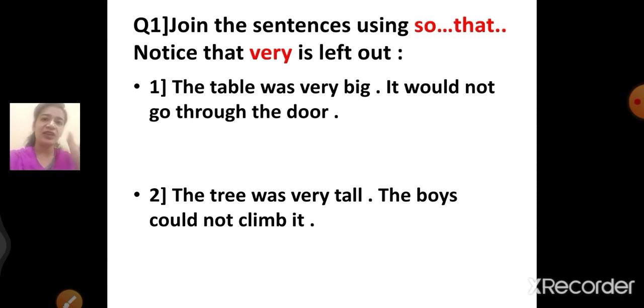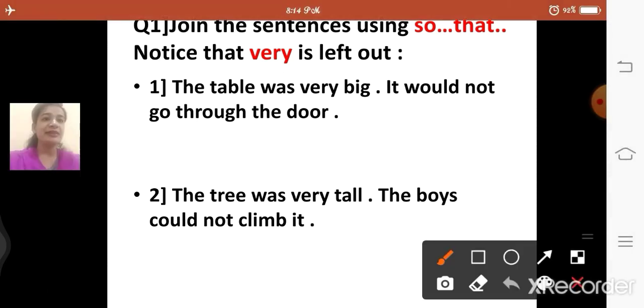Now the meaning of very and so is the same. So we are going to cut very and we are going to use so. So how are we going to write the sentence? The table was so big. And how are we going to use that? Now we are going to cut the full stop, which means we are going to cut two things, that is very and a full stop. Now instead of very, what are we going to use? We are going to use so.